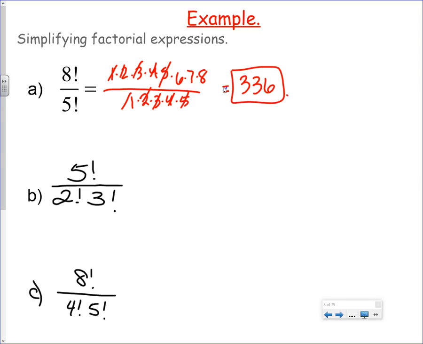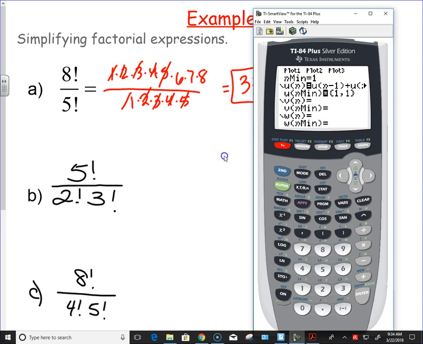But wait, calculator. Is this a thing? Calculators can do this? Yes, they can. Okay, now I don't want you to go to the math menu yet. I want you to just try to type it in. What if you were to type in 1 times 2 times 3 times 4 times 5 times 6 times 7 times 8 divided by 1 times 2 times 3 times 4 times 5? Wait, but that's wrong. So what happened? Calculator's dumb?